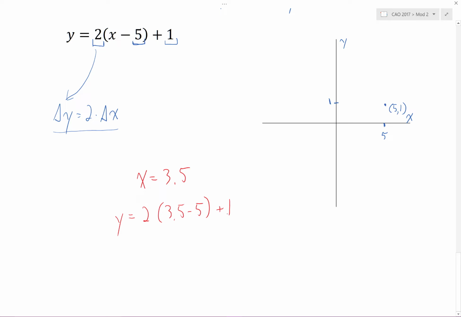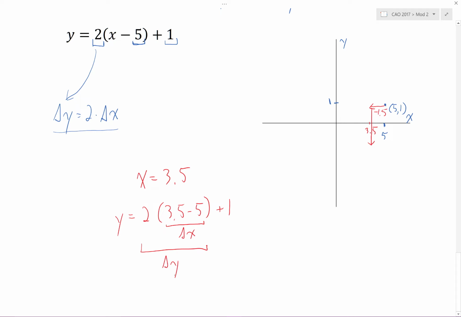Now, we can compute this value and we'll get a number, but we can actually think about what each piece represents. 3.5 minus 5 represents the change in x if we started at 5 and we ended at 3.5. And this has a value of negative 1.5. So this is like a change in x. And if we multiply that change in x by 2, we're going to get the change in y.